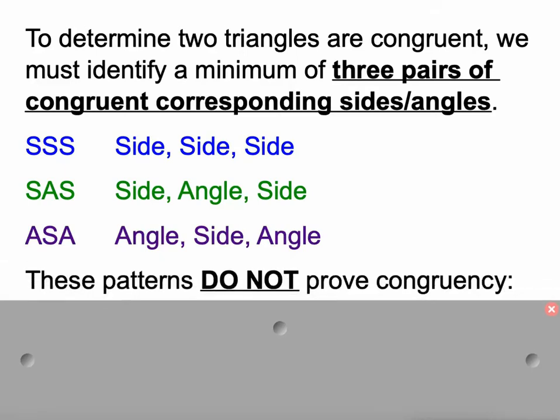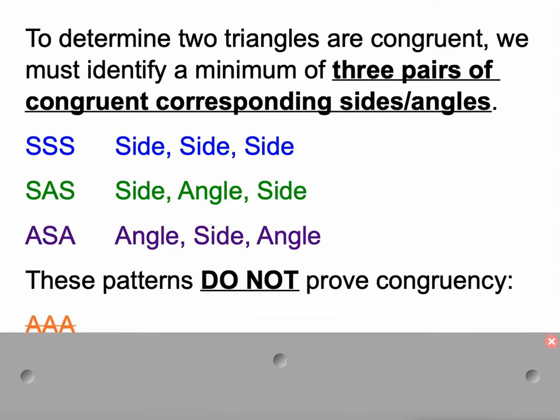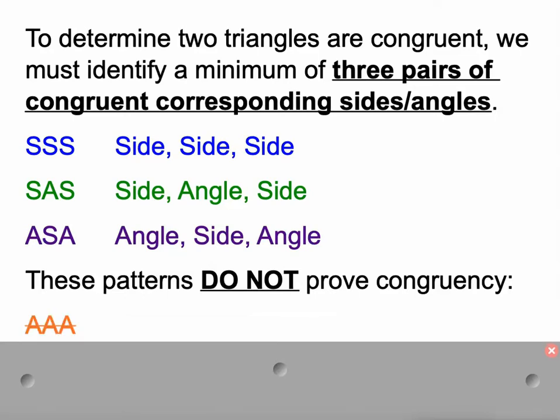But just because you have 3 pairs of corresponding sides or angles that are congruent does not guarantee that the 2 triangles are congruent. These patterns don't prove congruency. Angle, angle, angle. Just because 2 triangles have the same 3 angles doesn't mean that they are congruent triangles. It means they're similar triangles. And similar is big, but not congruent.